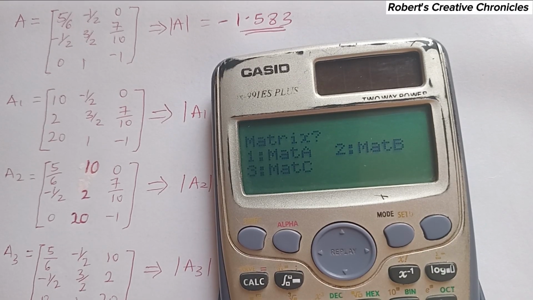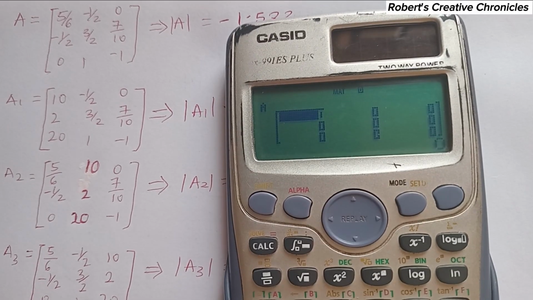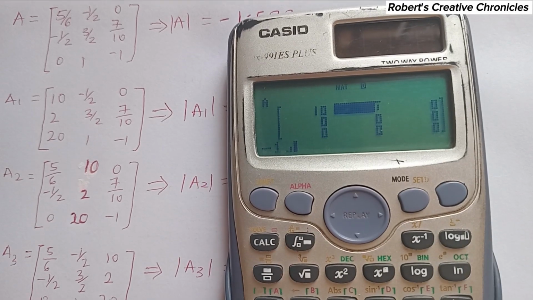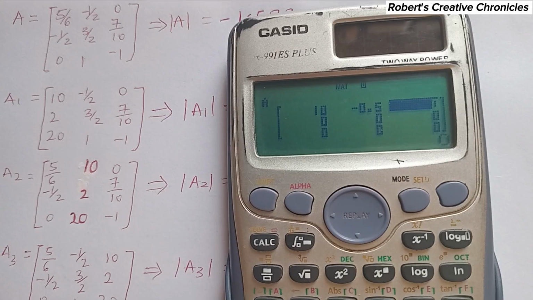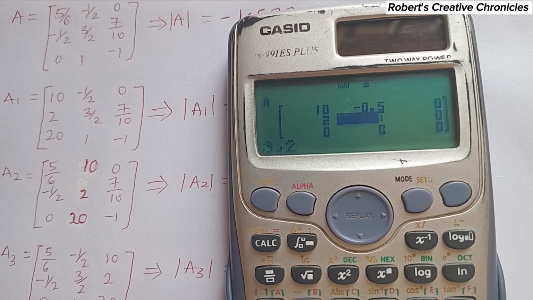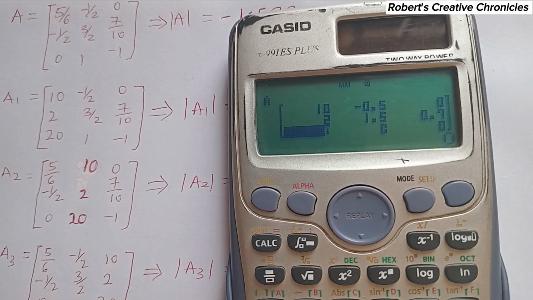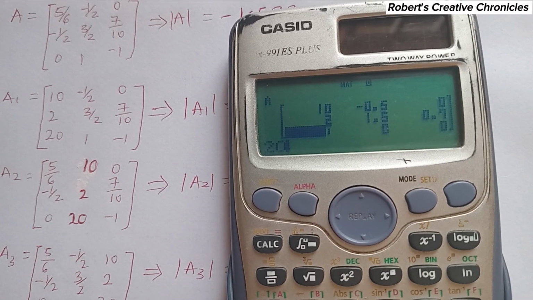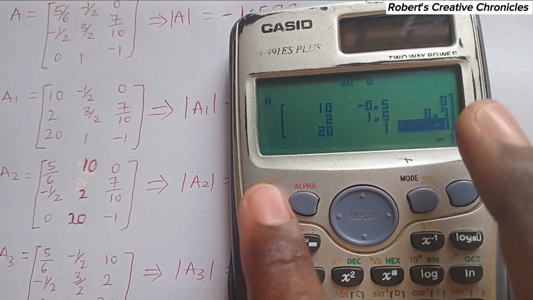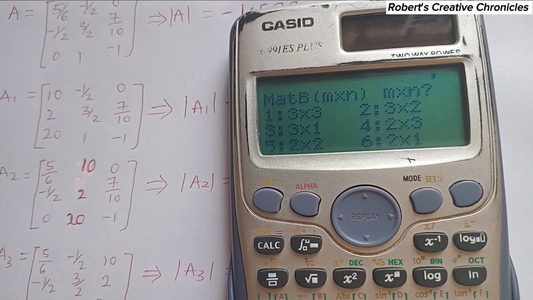So 6, at A, the 3 by 3 matrix, we start with 10, negative half, 0, 2, 3 over 2, 7 over 10, 20, 1, negative 1, then shift 4, 2, at B, 1.